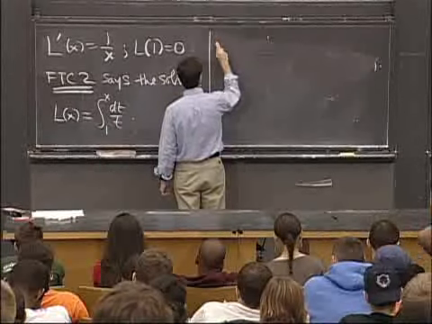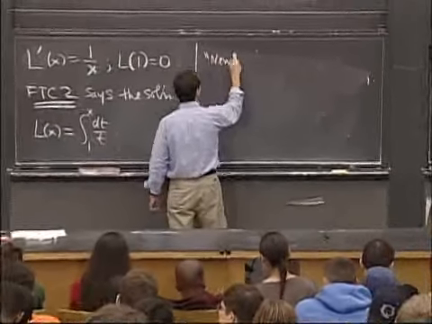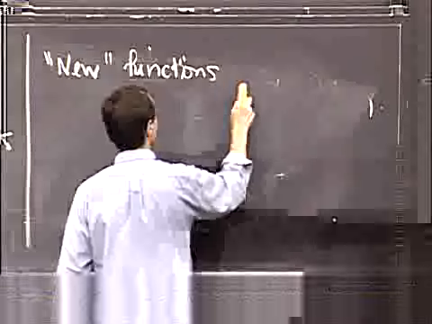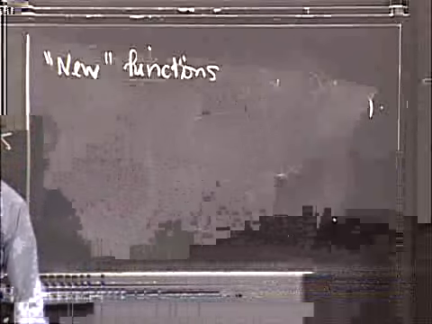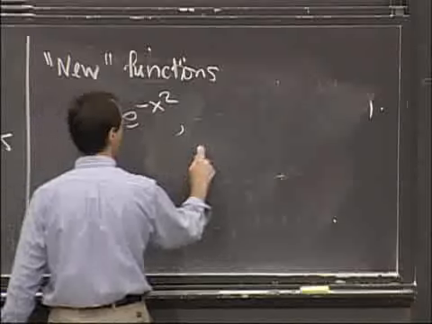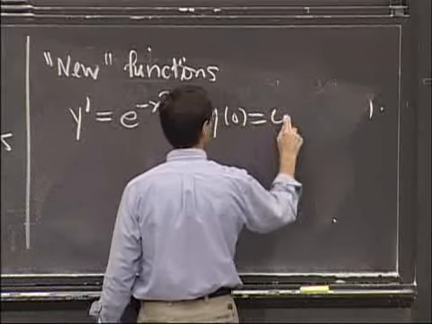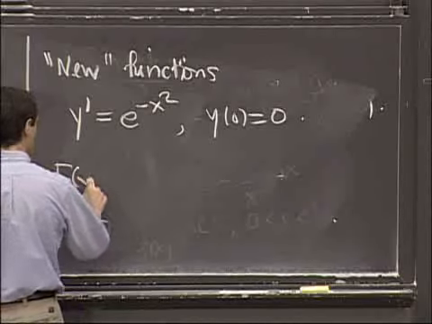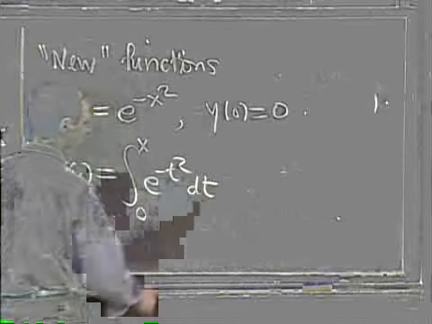We can also get truly new functions. Okay, so there are all kinds of new functions. The first example of this kind would be, for example, to solve the equation y prime is equal to e to the minus x squared, with y of 0 equal to 0, let's say. Now the solution to that is a function which, again, I can write down by the fundamental theorem. It's the integral from 0 to x of e to the minus t squared dt.